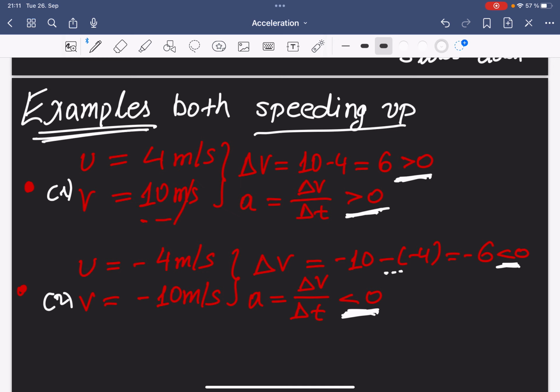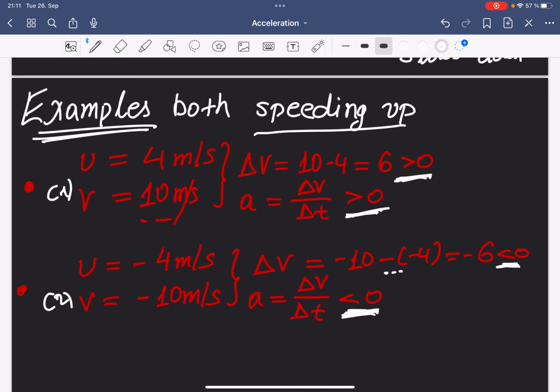What's this now? Negative acceleration, and someone would have said it's slowing down. No, it went from minus 4 meters per second to minus 10 meters per second. So the speed has increased, but the minus is just there to show you the direction. So the second object compared to the first one is simply moving in a different direction, but the speed is increasing. So the object in the second scenario is indeed speeding up, but it happens to have a negative acceleration.